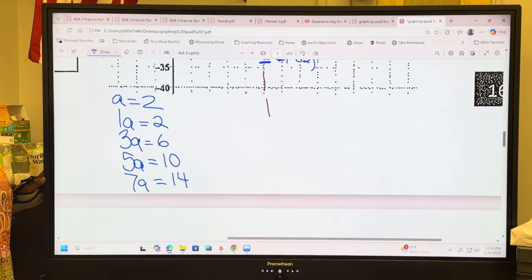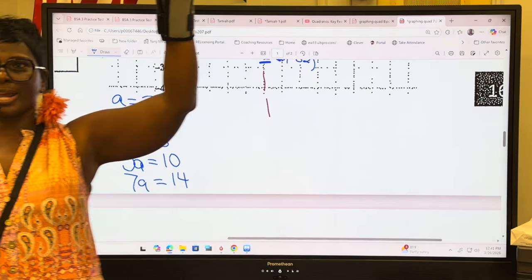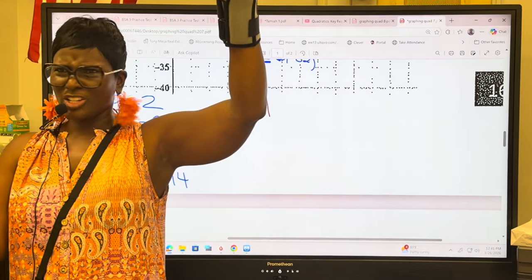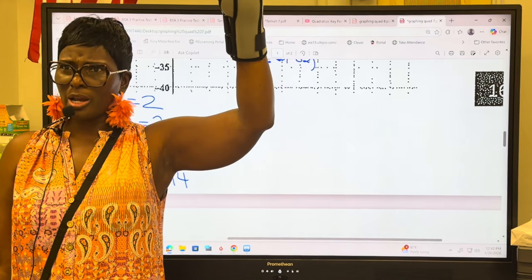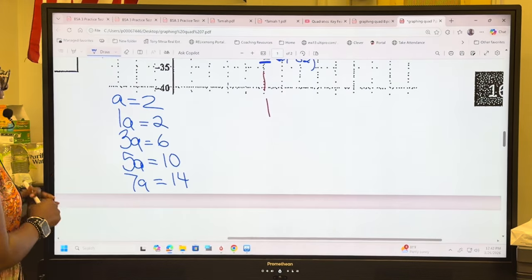Y'all with me? And it's going to create my bend. And then once I can do one side, guess what I got to do to get the other side? I just reflect them over my axis of symmetry. Are you with me? So let me model for you how we do that.